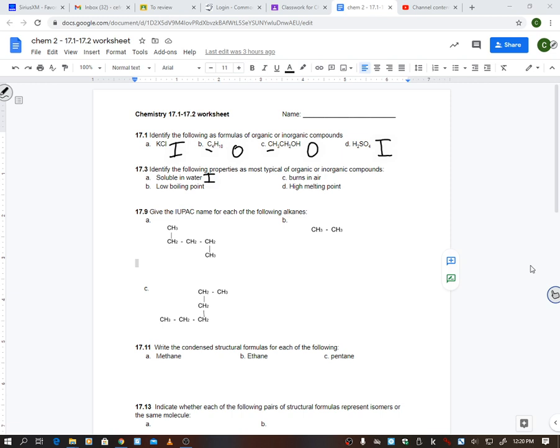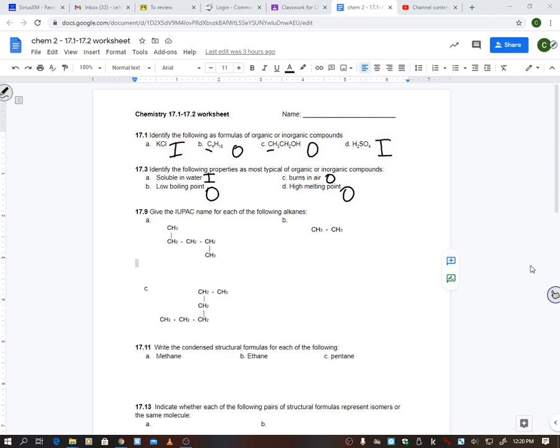B, low boiling point. This means that it will boil at a very low temperature. Well, think about this. If I have a gas, gases evaporate quickly, so they're going to boil pretty quickly too. So low boiling point is going to be organic. A high melt or burns in air is going to be organic, and high melting point is going to be organic.